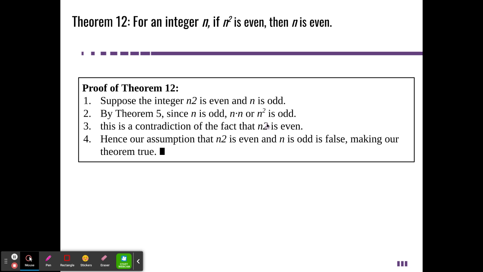And I apologize once again, I didn't get that superscript put up there. I'll get that fixed when I post this for you. This is a contradiction to the fact that n squared is even. Hence, our assumption that n squared is even and n is odd is false, making our theorem true.